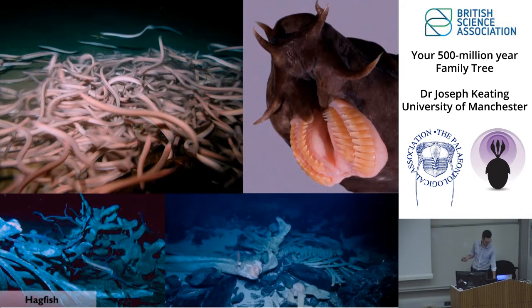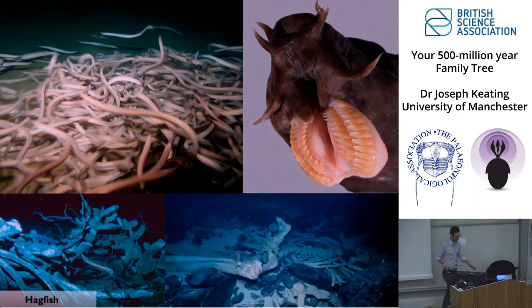So hagfish live deep under the sea, on the seafloor, and they feed on rotting flesh. Their particular favourite delicacy is decaying whales. They have this amazing ability to tie themselves in knots so they can prise rotting flesh from the whale bones. And they rasp at it, much like the lamprey, with these horny keratin teeth.